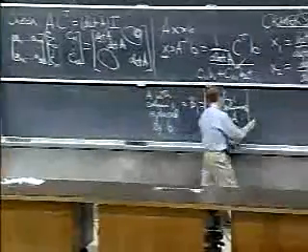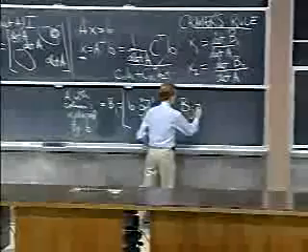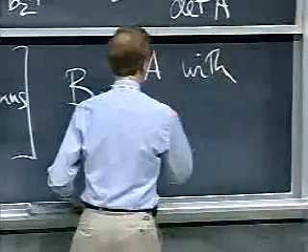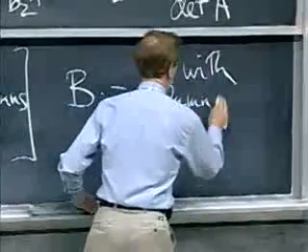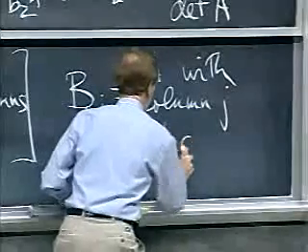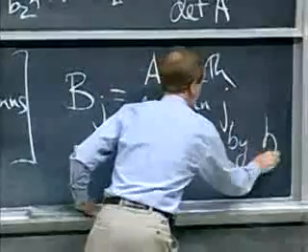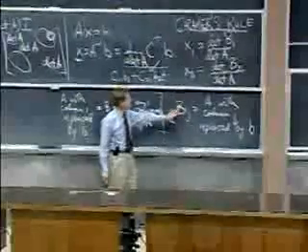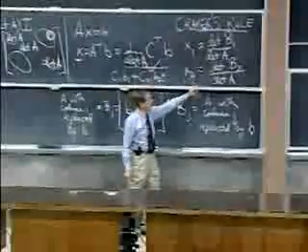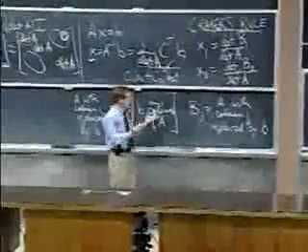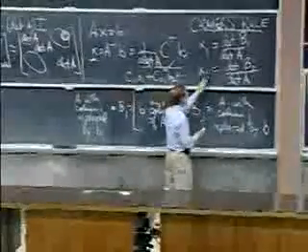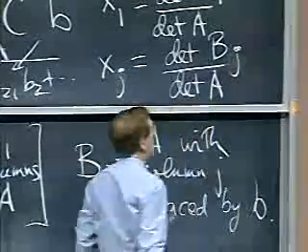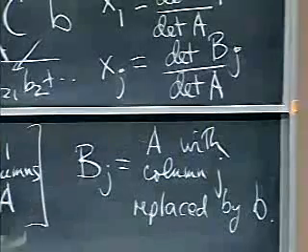So what is B, in general, what is Bj? This is A with column J replaced by B. So it's the determinant of that matrix that you divide by determinant of A to get xj. So x, let me change this general formula, xj, the jth one, is the determinant of Bj divided by the determinant of A. And now we've said what Bj is.